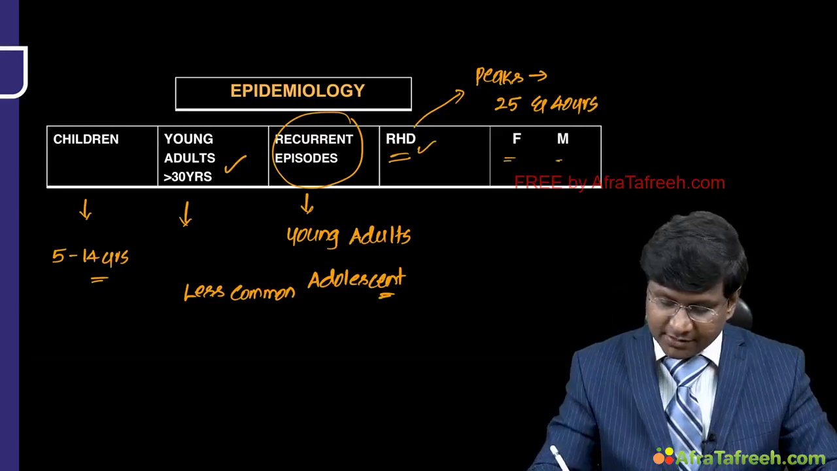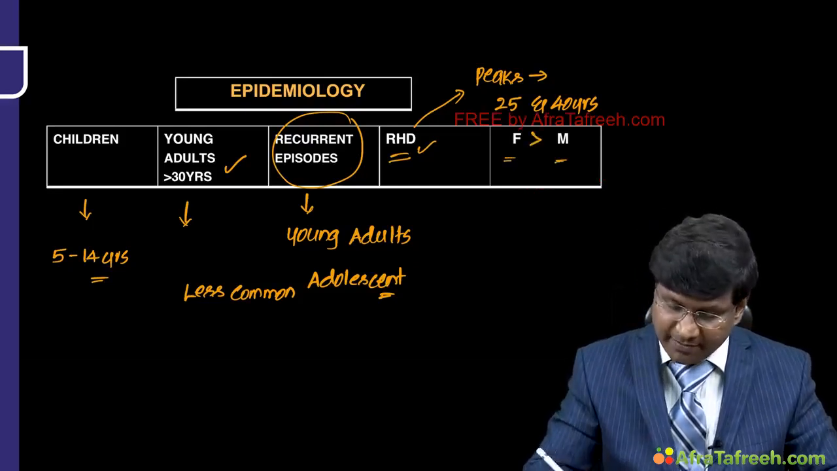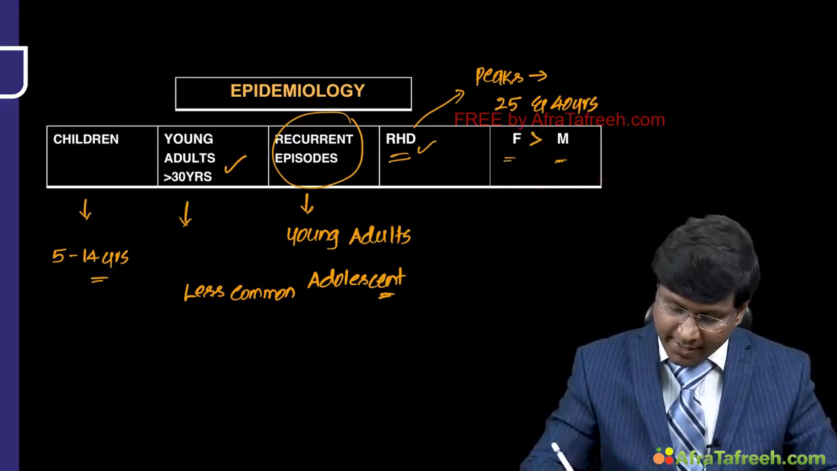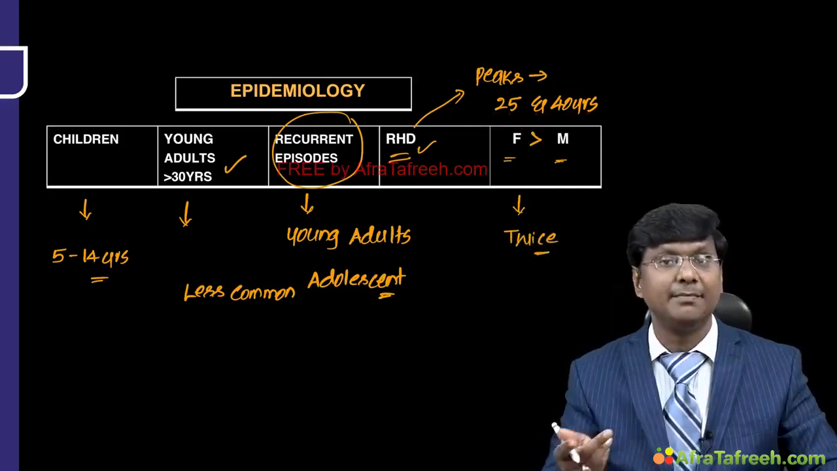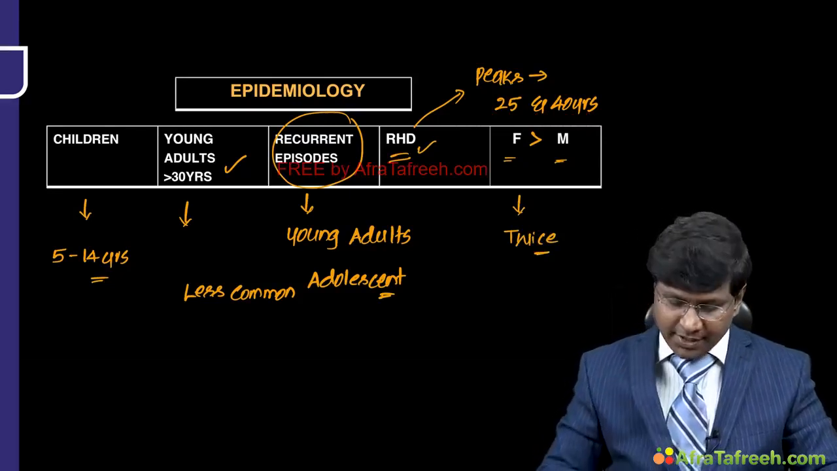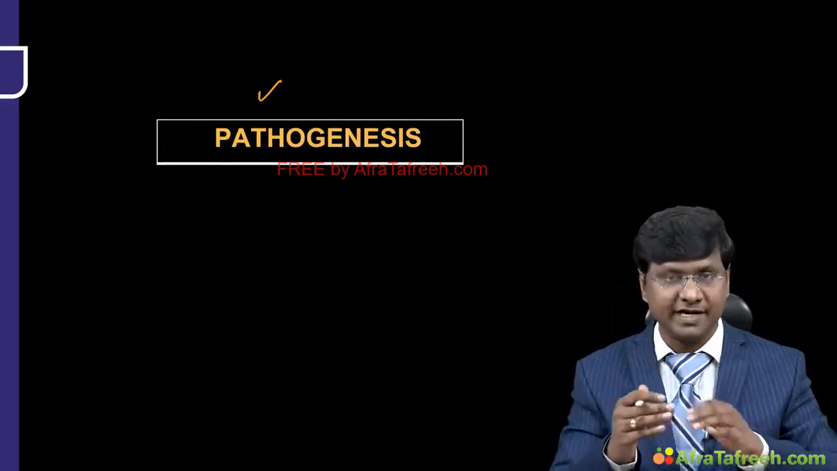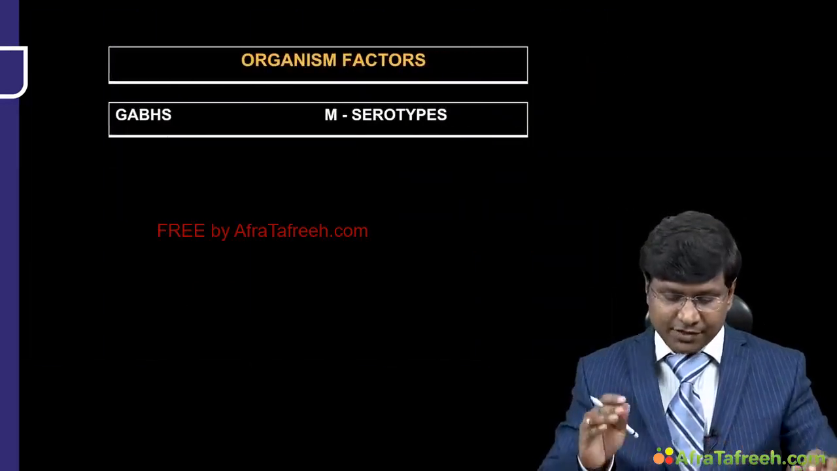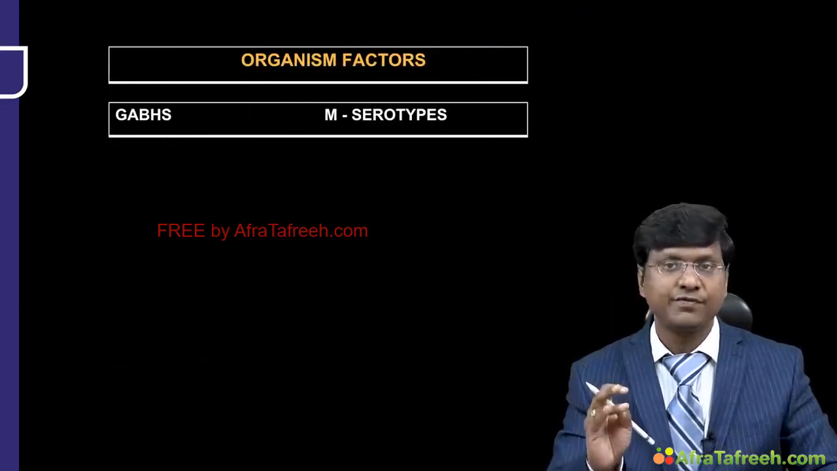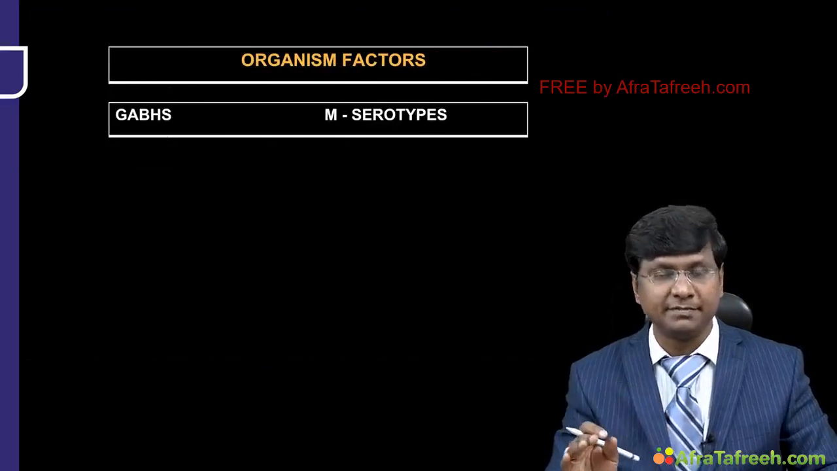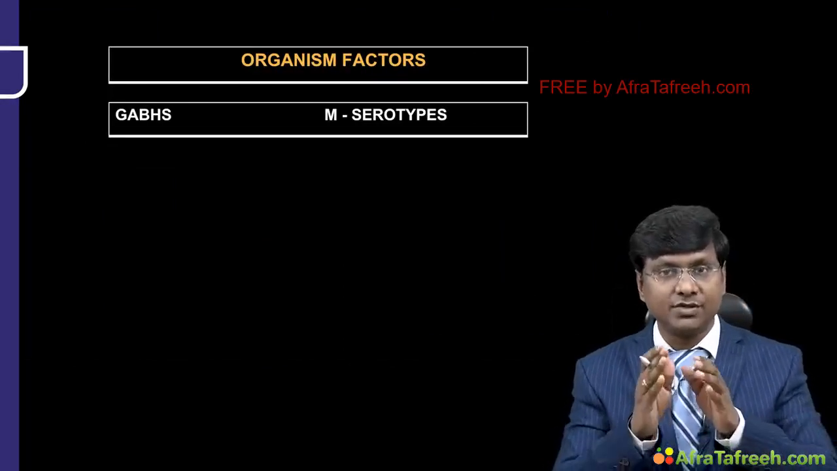If you take the gender difference between females and males, it is more common in females rather than males. And how common? It is almost twice in females rather than males. Now, if you see the pathogenesis of the development of rheumatic fever and rheumatic heart disease, first you need to know what the organism factors and the host factors are that are responsible for the development of acute rheumatic fever. So, if you take the organism factors, what is the organism?